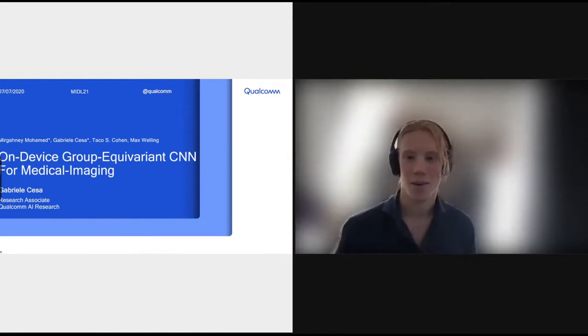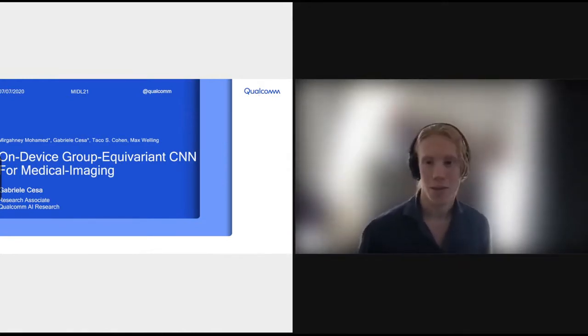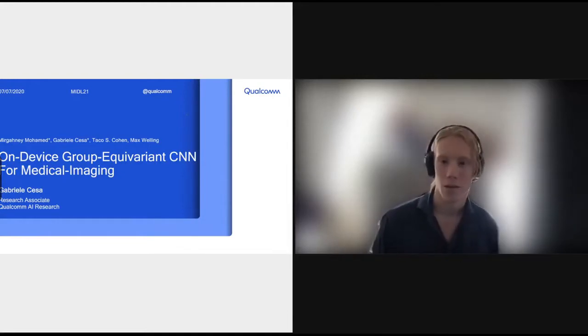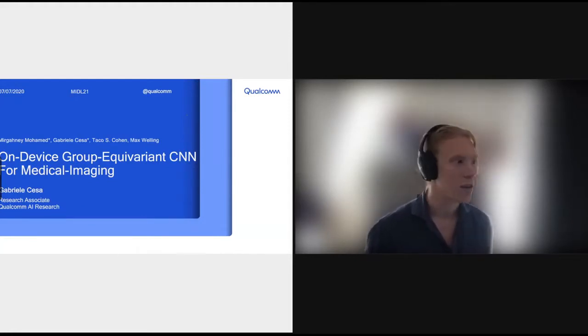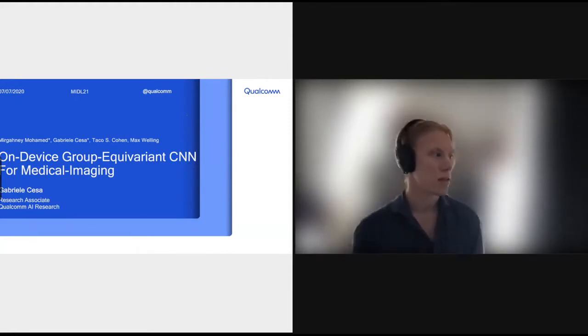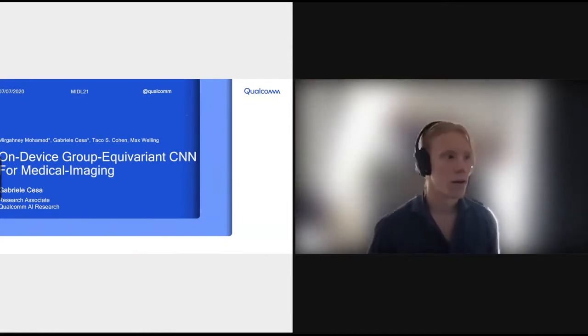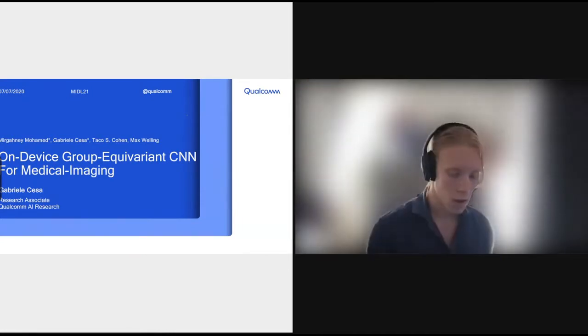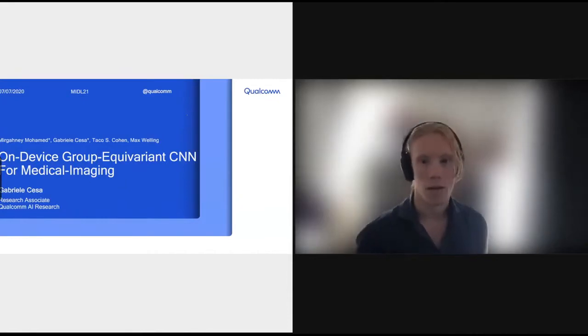Hello, everyone. I'm Gabriele Cesar, a PhD student from Qualcomm AI Research in Amsterdam. And I'm going to talk about on-device group equivariant CNNs for medical imaging. This was a project we did last year with Mirgani, Taco, and Max, my co-authors. And that ended up in a demo we presented at NeurIPS.